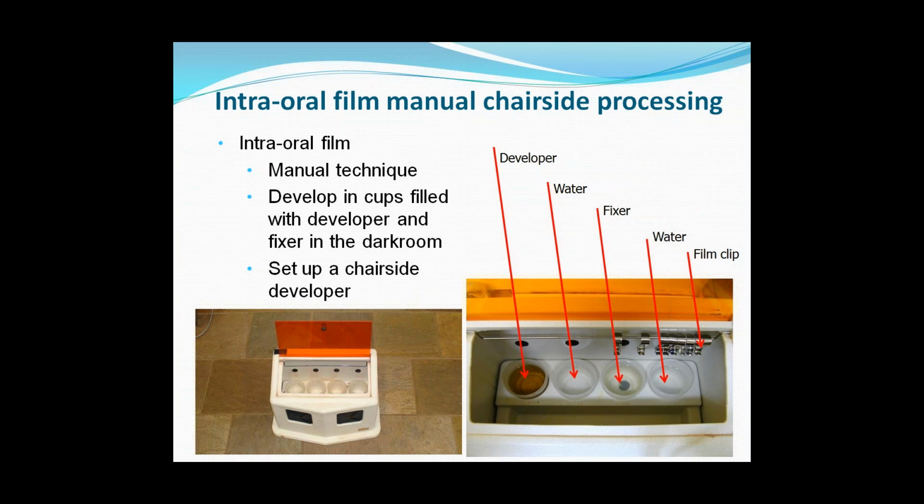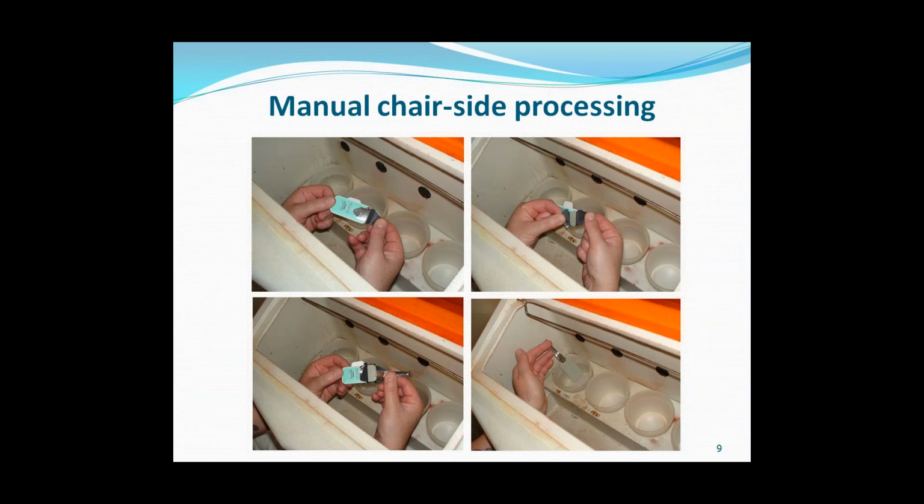So on the front of this box are 2 black areas. We'll just go back a step. You can see there's 2 black areas on the front of this box. They're for placing your hands into the box. So you're actually doing all your work inside the box, and then the lid goes down.